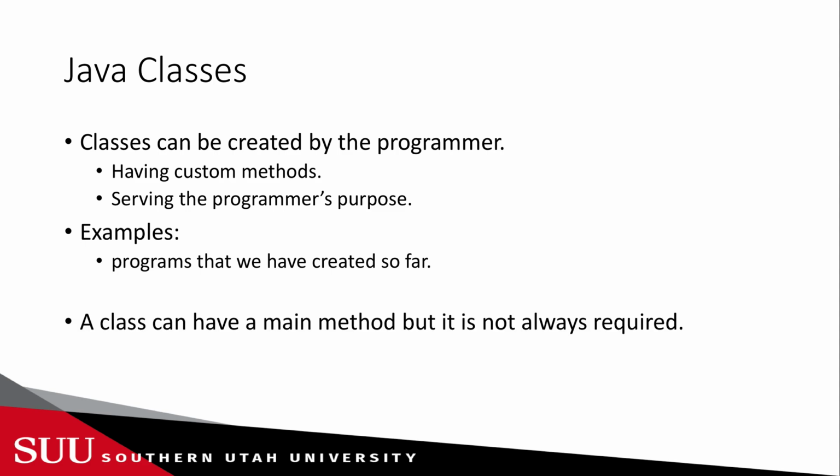Now, a class can have a main method, but it's not always required. So what we have seen so far in 1400, the classes have main methods to run them. Now we said before that in order for you to be able to run your Java code, you will have to have a main method. So how will we be able to run this if we don't have a main method? The answer is we can have the main method in another class, and then we create an object from the class that we wanted and run the functionality, as we will see in an upcoming example in this video.